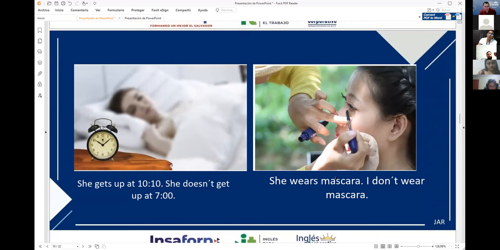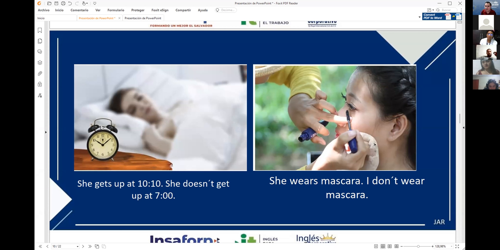Okay, but there is an idea. Check the example. She gets up at 10:10. She doesn't get up at 7 a.m. So look, almost 10:10, maybe 10:09, right? Oh, wow, how nice. Okay, she wears mascara. I don't wear mascara. Boys don't wear mascara. Only girls wear mascara.